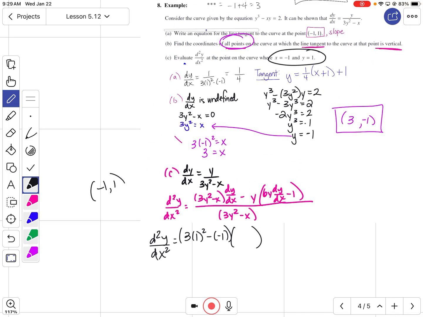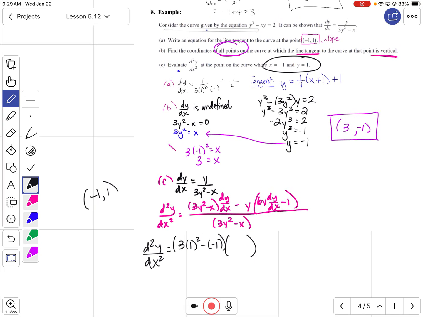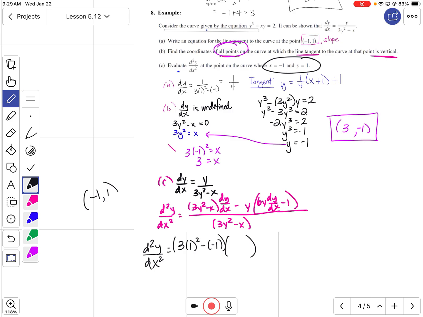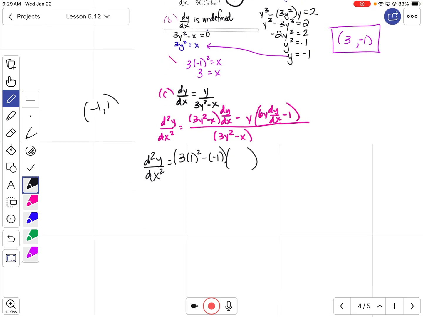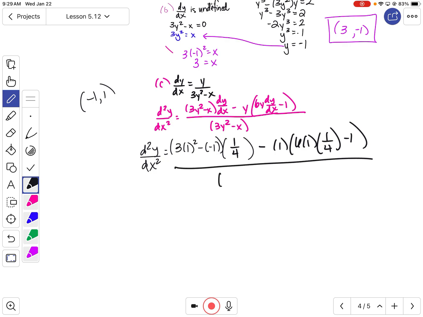So let's go back. What was dy dx? Well, it was y over 3y squared minus 1. And guys, we did that in part A. We plugged in -1, 1, hint, hint, hint. What was the slope we got? 1/4. So you're looking to use something you've already used, which is nice. So I get 1/4 minus, y is 1, times 6 times 1 times 1/4 minus 1, all over 3 times 1 squared minus -1.